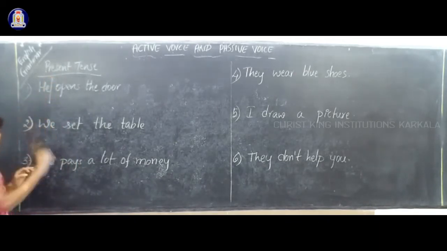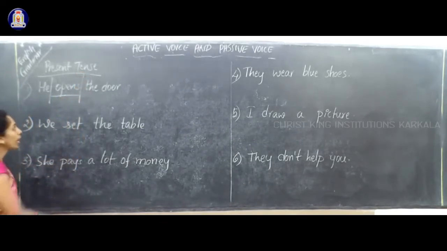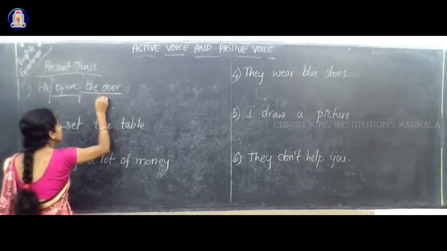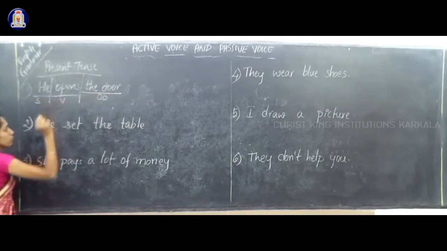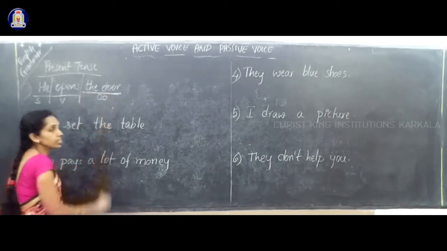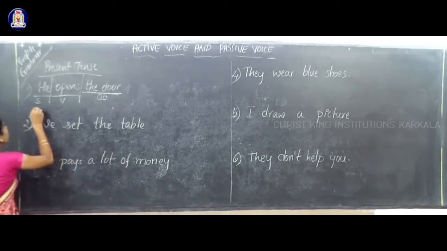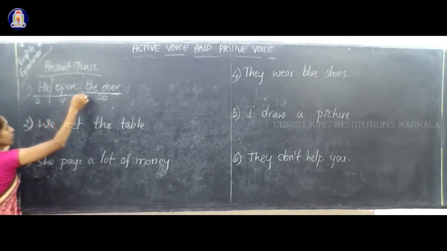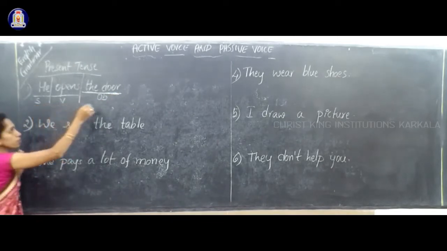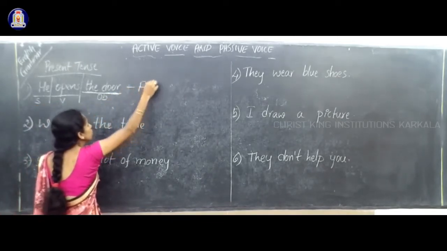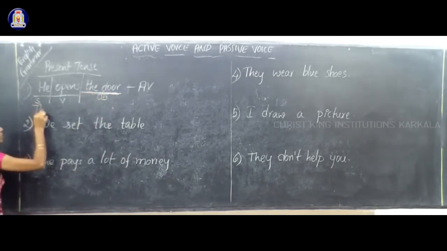He is the subject here, right? Opens is the verb and the door is the object, isn't it? He is the subject, opens is the verb, the door is the object. When writing in the passive voice, how to write? Here, the object of the active voice must become the subject of the passive voice, right? So what is the object here? The door. So let us write the door.